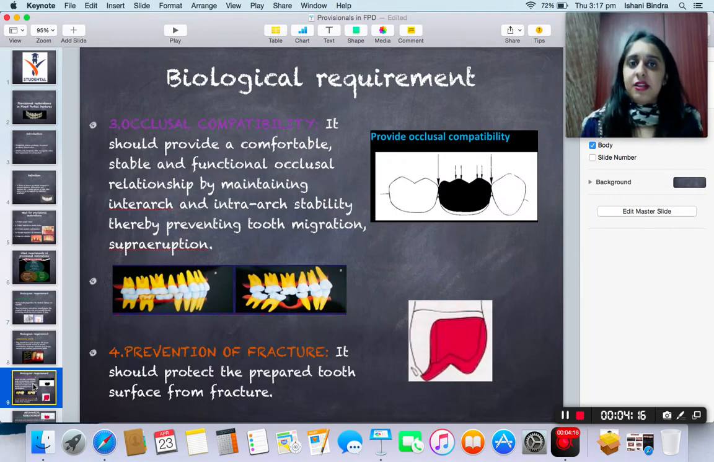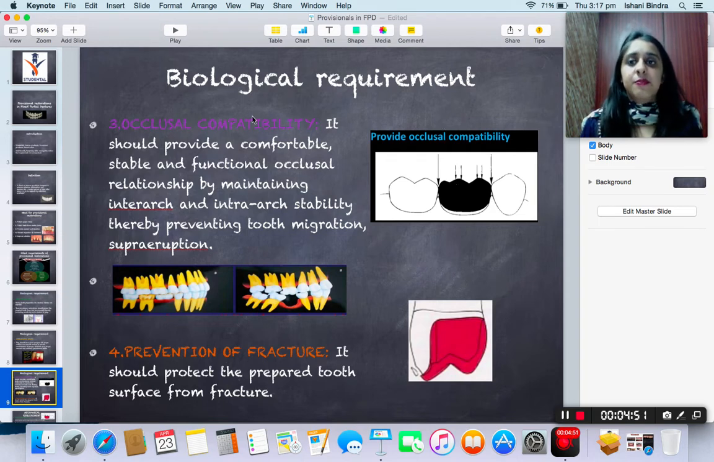Coming to the next biological requirement, that is occlusal compatibility. Once we are done with tooth preparation, for example in this case if we are doing a tooth preparation for a single crown, we are reducing the tooth, may it be 1.5 mm or 2 mm occlusally. So there will be a space created between the opposing arches, that is between the maxillary and mandibular arch. This space is usually filled by the provisional restoration. These restorations should have good occlusal compatibility.